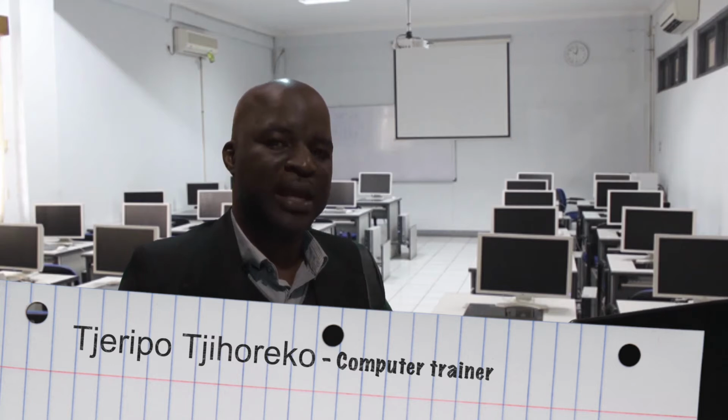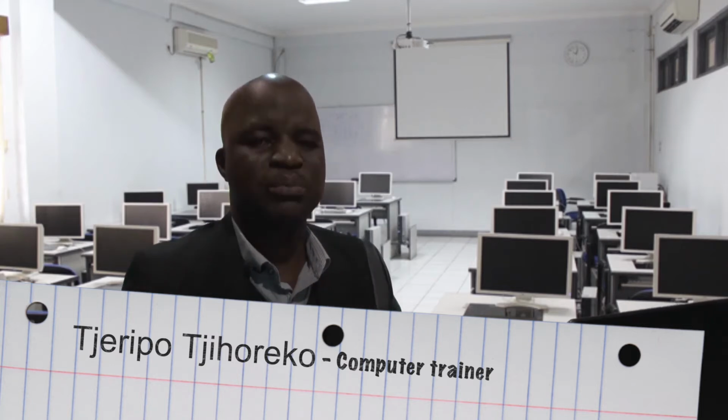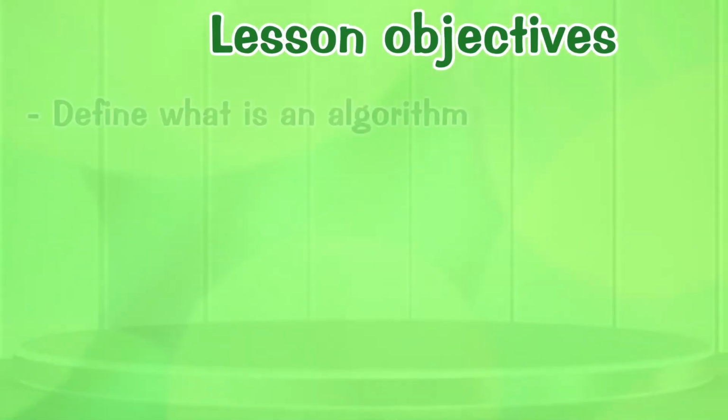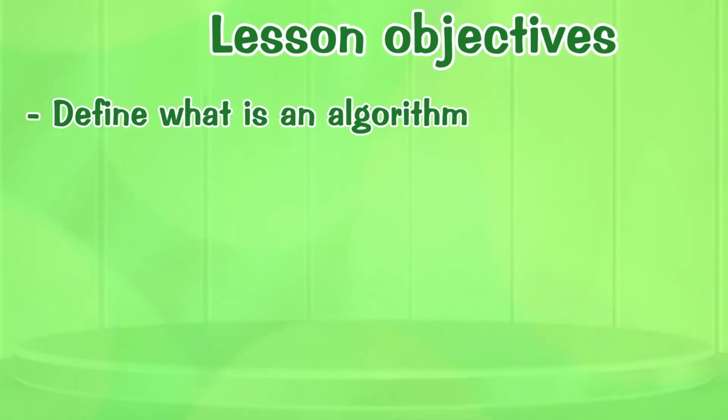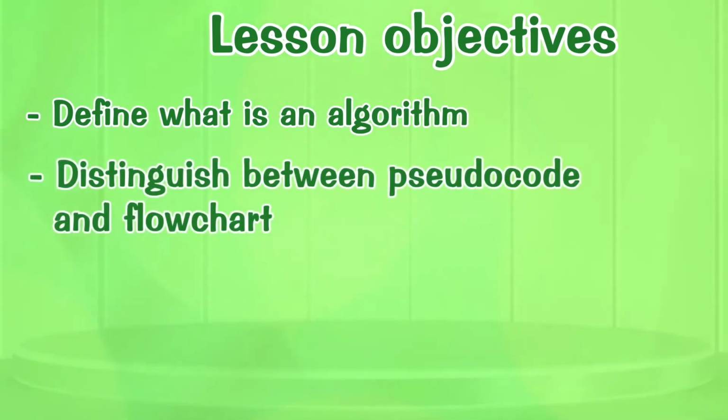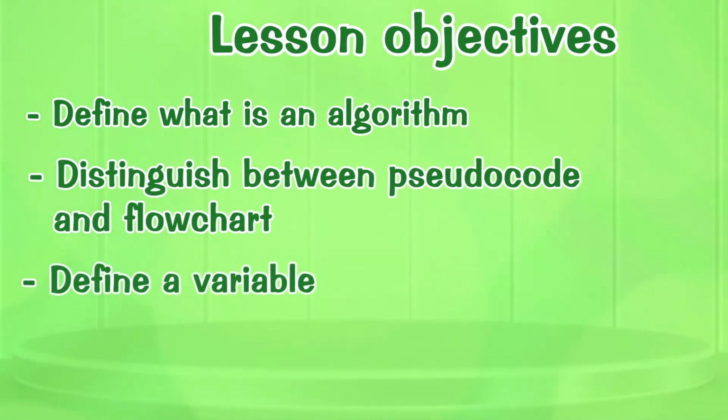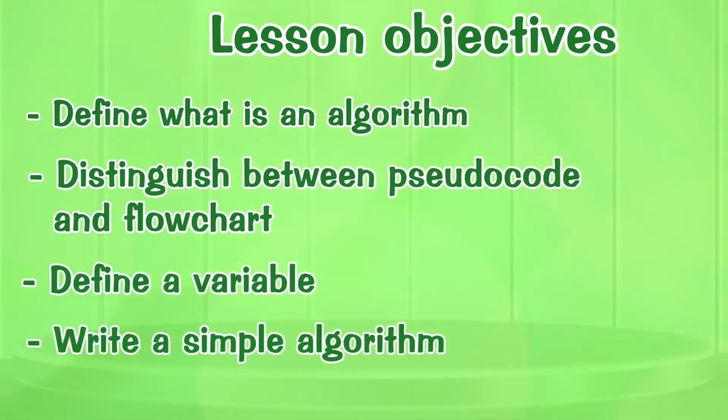Our topic for today is on algorithm, which is part of computer programming. At the end of this lesson, you should be able to, number 1, define what is algorithm, distinguish between pseudocode and flowchart, define variable, and lastly, write a simple algorithm.